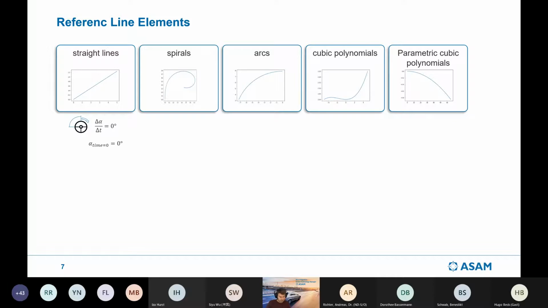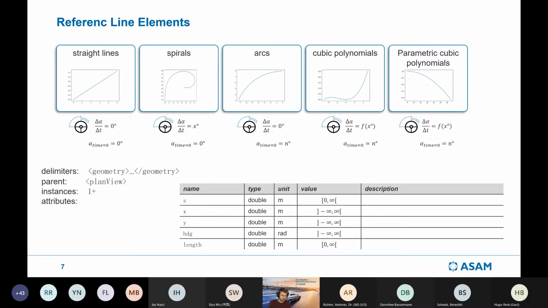And obviously, when you look at the turn angle of a steering wheel, if you drive down those pieces of reference line, then a straight line would obviously cause no change in steering angle, while the spiral would be the part when you start turning into a curve. And arcs are just holding the steering wheel at a certain angle. And then the polynomials are when there's a function over time on how the steering wheel angle changes.